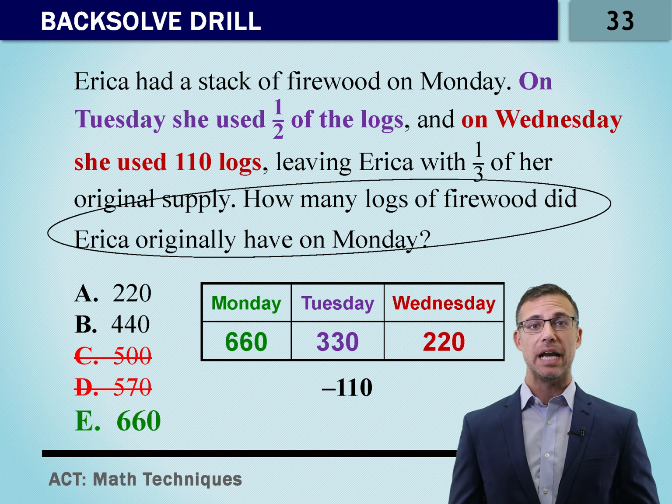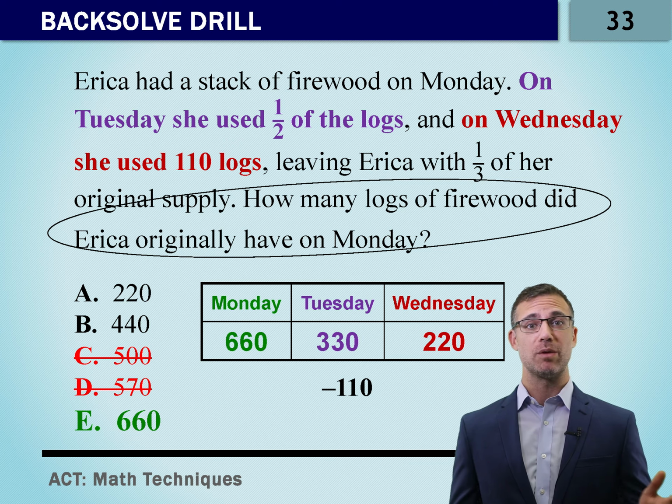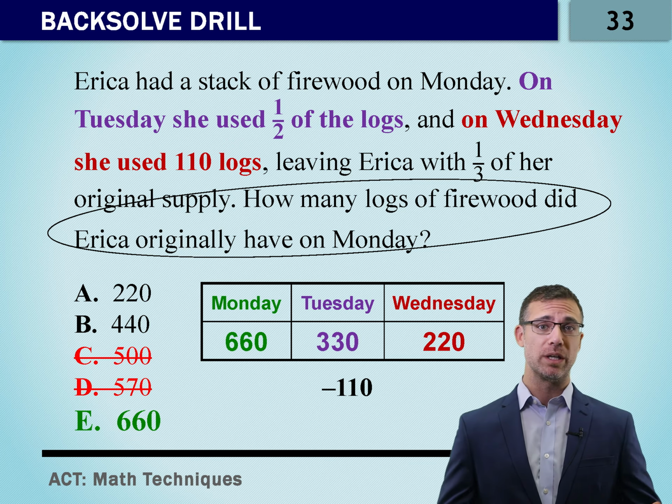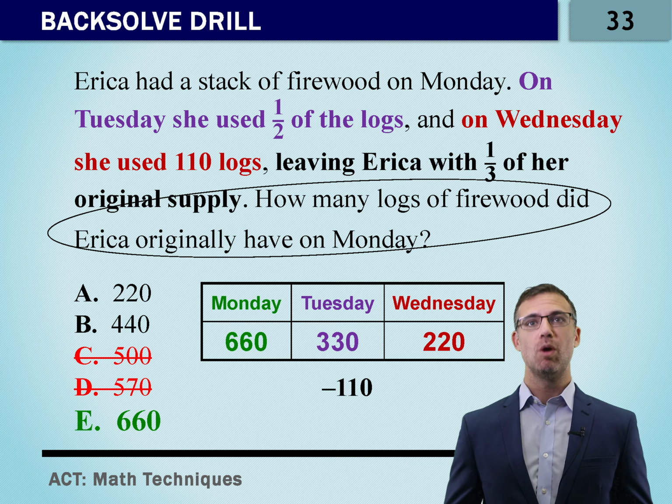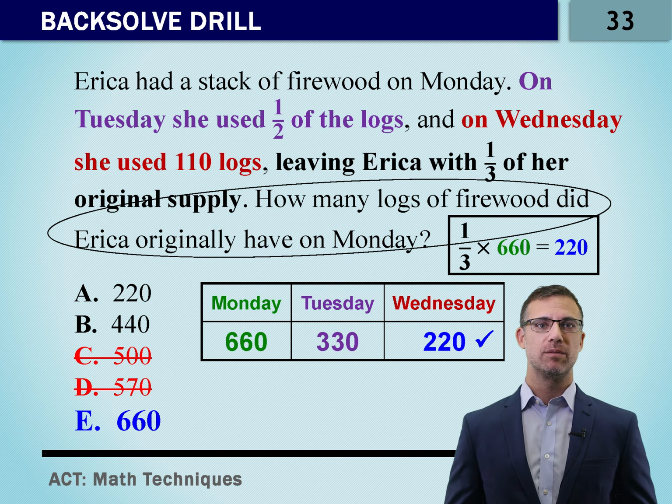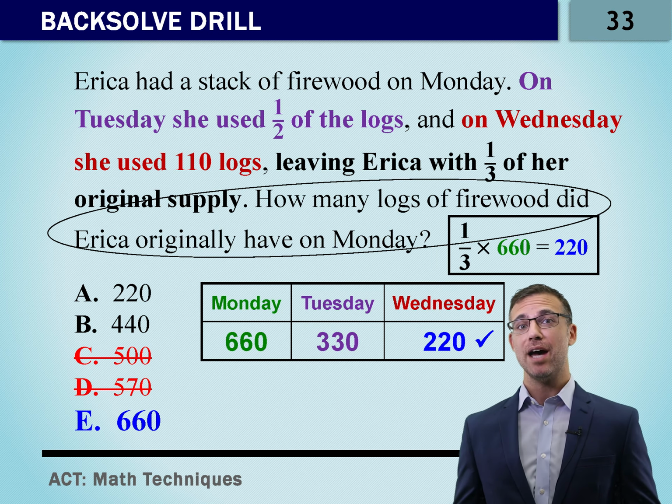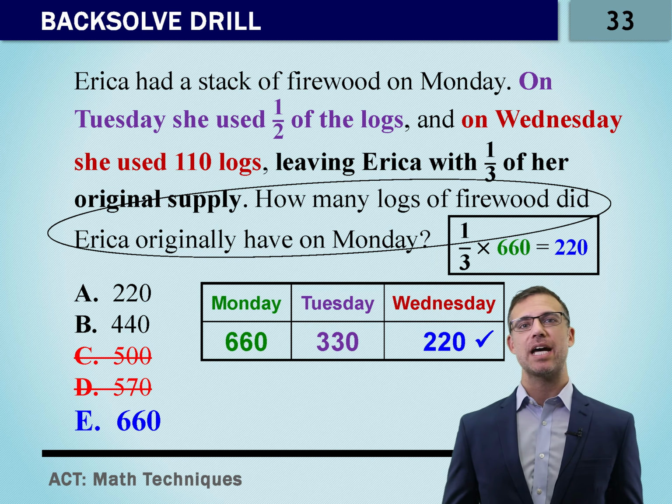220 logs. Now, this better be right, otherwise everything we've been doing is a complete waste of time and I'll feel really, really stupid. So let's see. Well, what's 1/3 of 660? Well, it's 220. What did we have? 220. Bam! It's exactly what we've been looking for. E works out, 660.